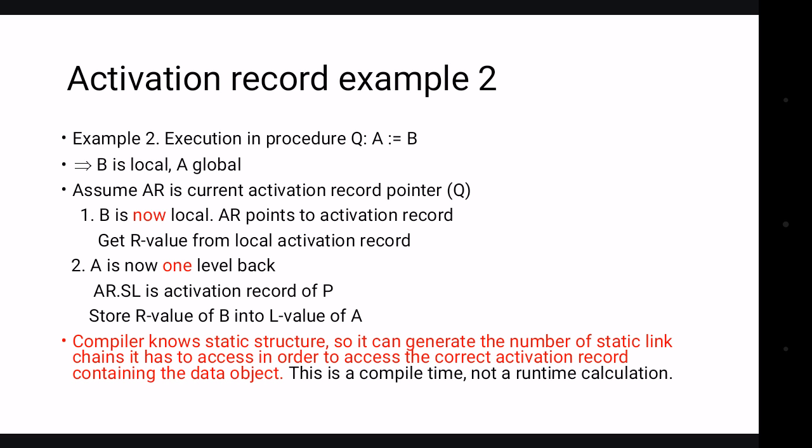In example 2 we have A equals B, where B is local and A is global. In the first step we get the R-value from the local activation record, and in the second step we store the R-value of B into the L-value of A. These are some typical examples of the activation record stack. The important thing here is that compilers know the static nature, so they can generate the number of static link chain hops needed to access the correct activation record containing the data object. This is a compile-time, not a runtime, calculation.